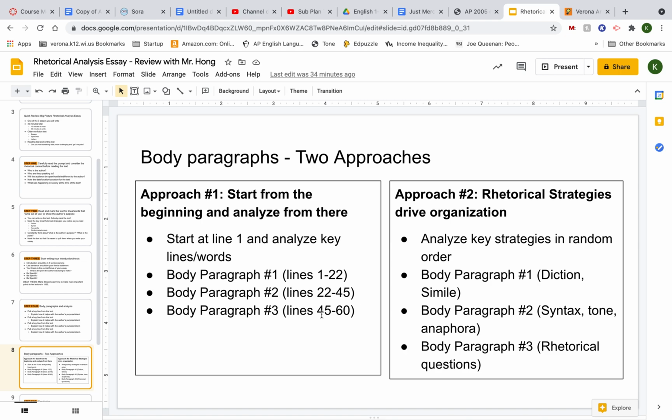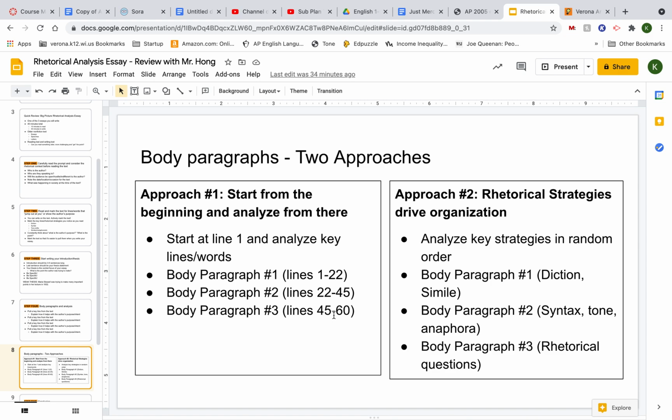Body paragraph 3 is the last section. All right, so if this makes sense to you, and this is an approach that makes sense to you, then absolutely use it. The other approach is the rhetorical strategies drive the organization.